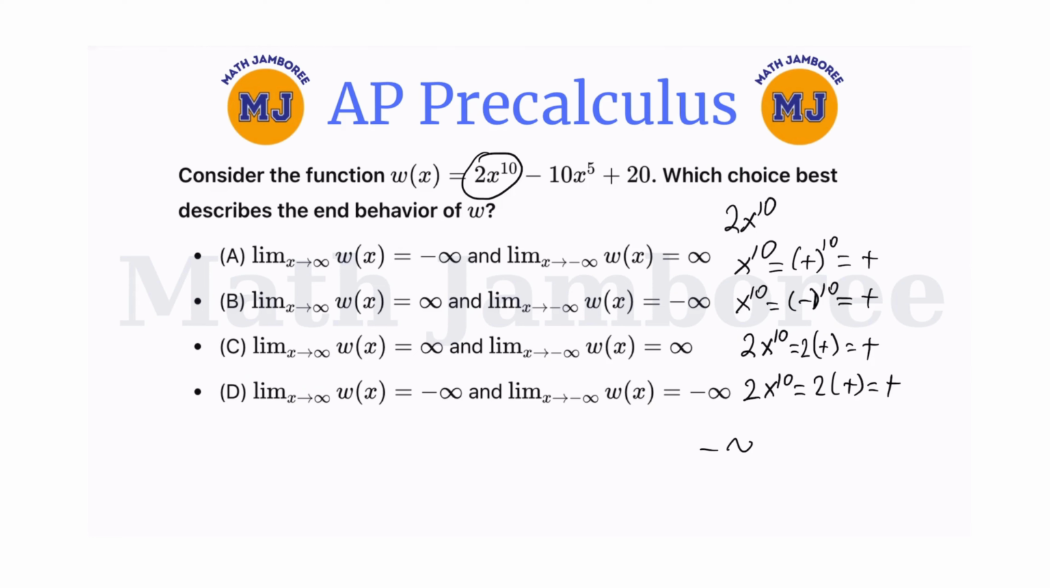Now let's analyze the end behavior, starting with the positive side, because the choices are stated that way. As x approaches positive infinity, the function w approaches positive infinity, and as x approaches negative infinity, the function still approaches positive infinity. So based on that, our correct answer is choice C for this specific question.